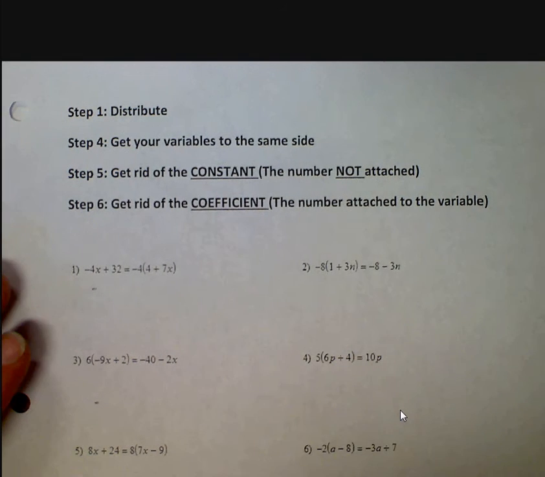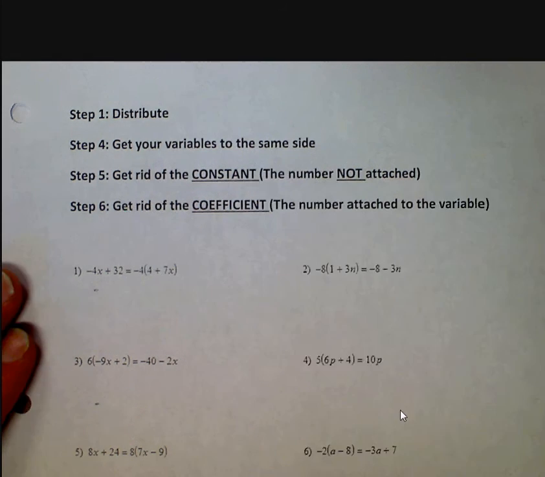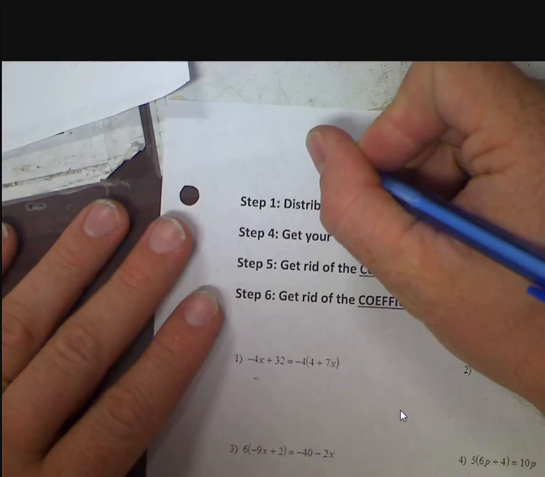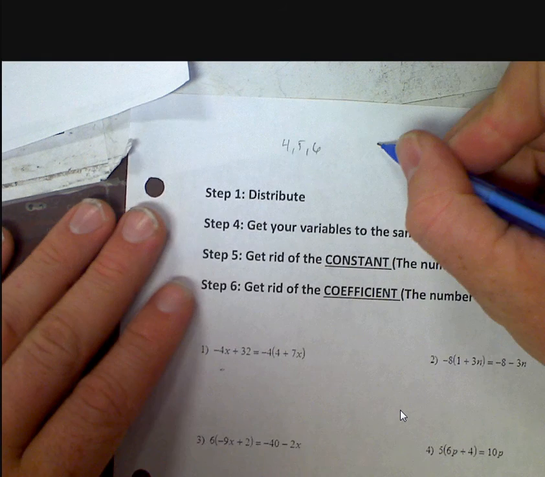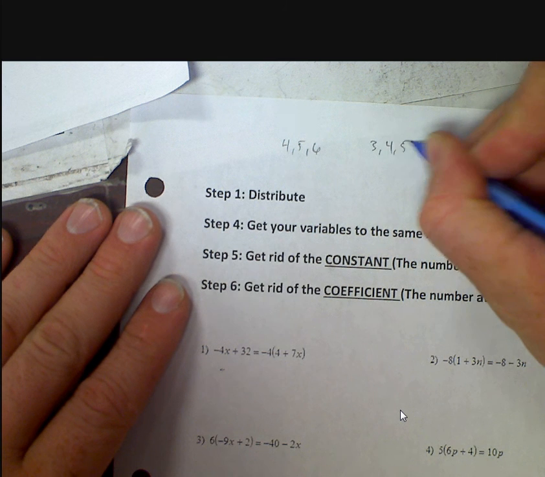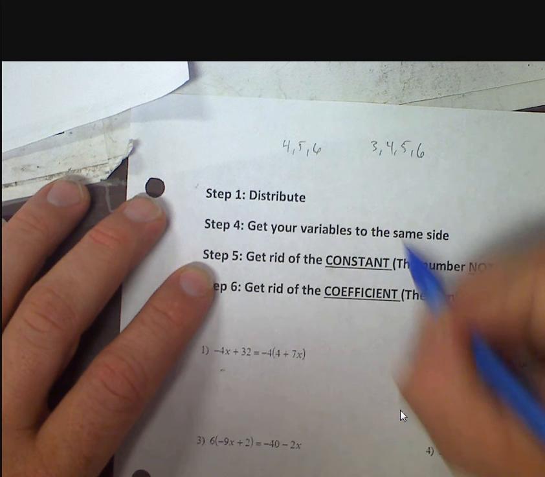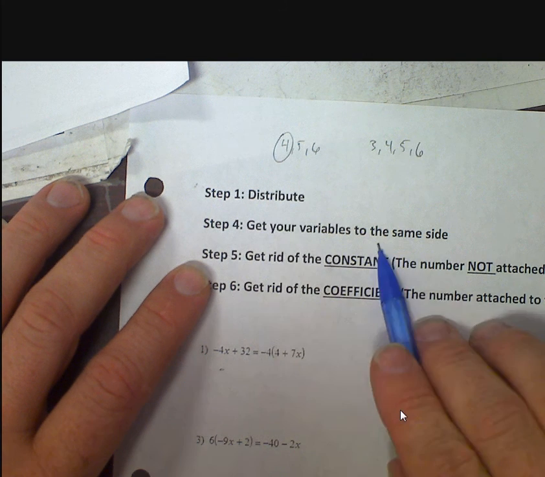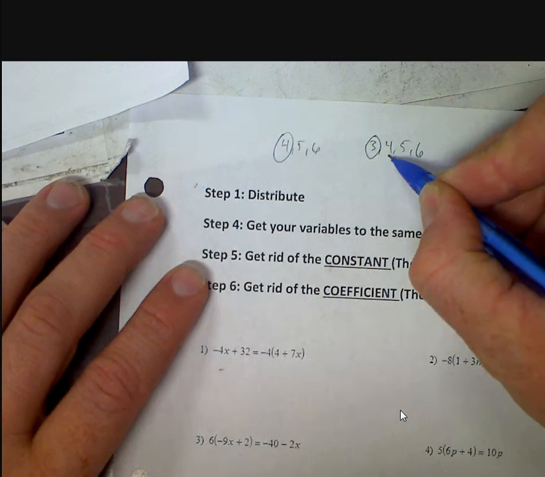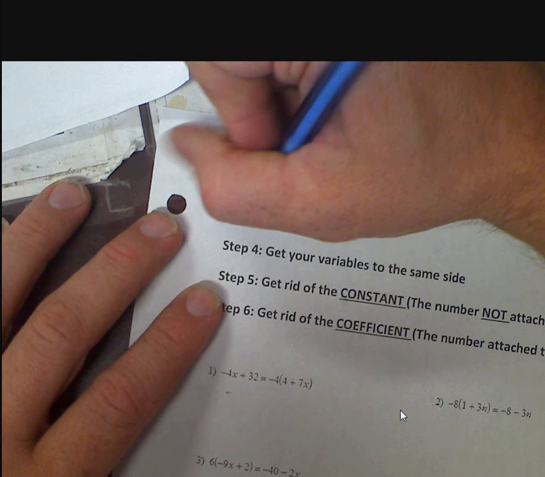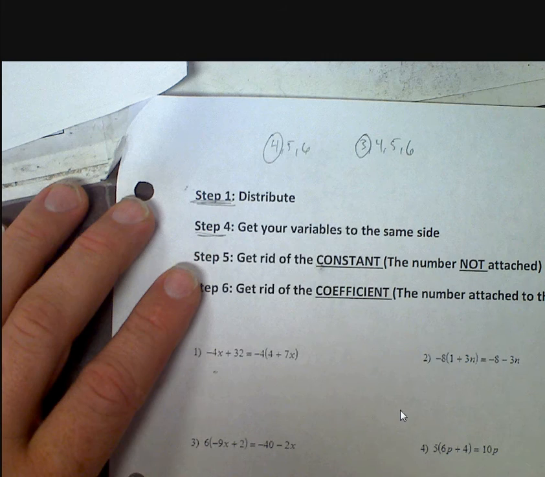Okay, we are now on steps 1, 4, 5, 6. In class today, I taught steps 4, 5, 6, and 3, 4, 5, 6. So, step 4 is get your variables to the same side. We practiced that. And then step 3 was combine like terms on the same side. So now what we need to focus on is distributing, then getting our variables to the same side.